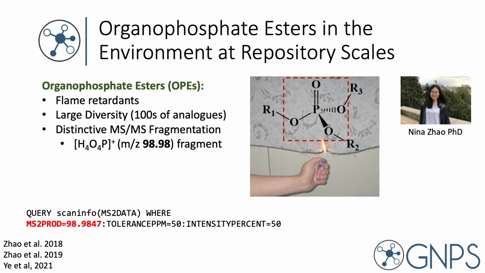These organophosphate esters are used in flame retardants, they make their way into the environment, so it's an ecological concern. There's a huge diversity of these organophosphate esters, but something that's particularly unique to this set of compounds is there's a 98.98 m/z fragment that is universal to all of them. And so working with Nina, we were able to formulate the simple query to look for that particular salient peak.